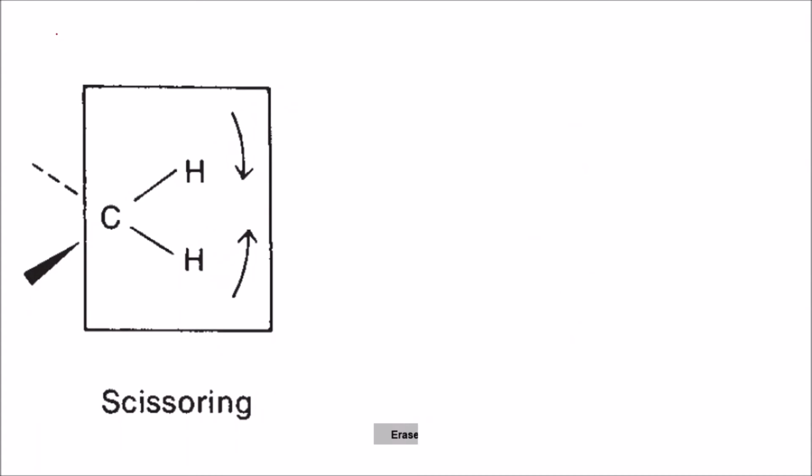Now what we are seeing is the bending modes. First we are seeing in plane bending. Okay, in plane bending modes of vibration. So first is what? Scissoring.